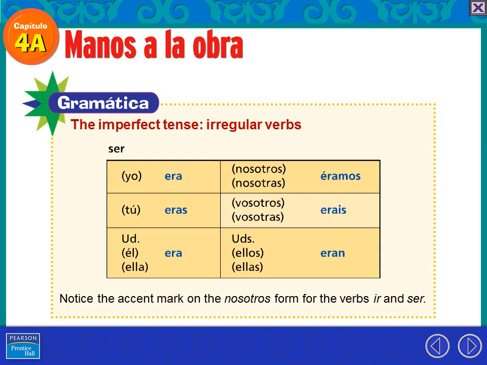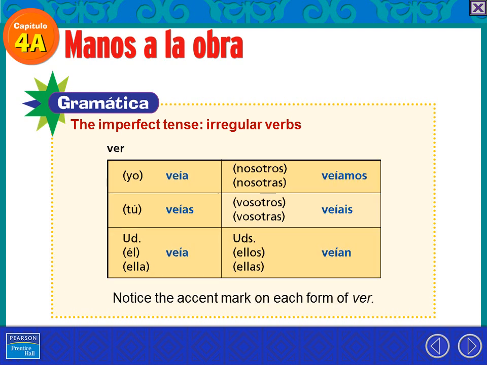Now we have ser. Ser becomes era, eras, era, éramos, erais, eran. Once again, there's a nosotros accent on the E in éramos. Okay, kids, here's your last irregular imperfect verb. It is the verb ver. Veía, veías, veía, veíamos, veíais, and veían. Notice we've got accents on all of those I's in all of the forms again.